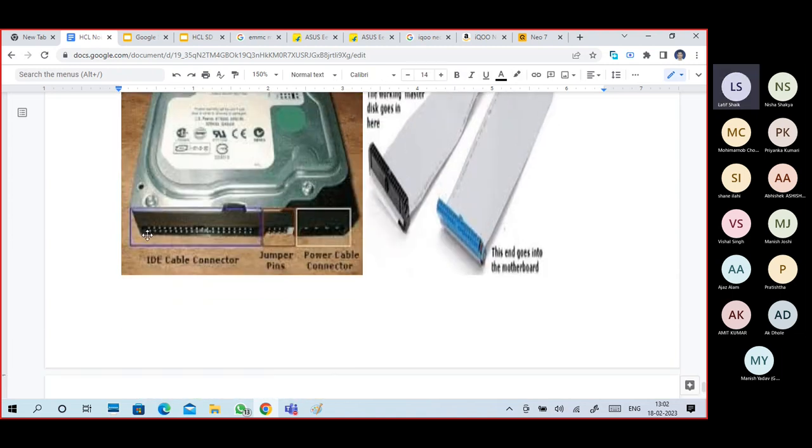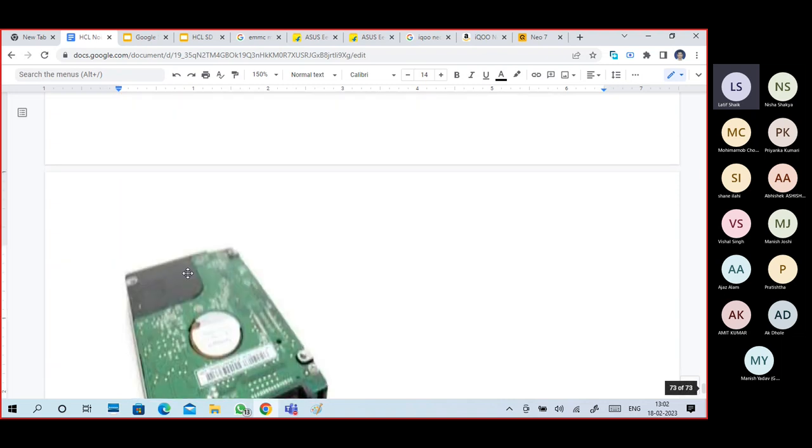In this one, these pins are there. You can see the multiple pins, almost 40 pins here. So there is a 40 pin connector. It is the data connector, which we connect with the ribbon cable. This is the power connector, a Molex connector, a 4 pin connector.